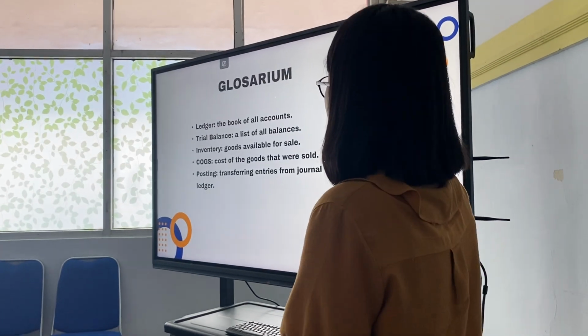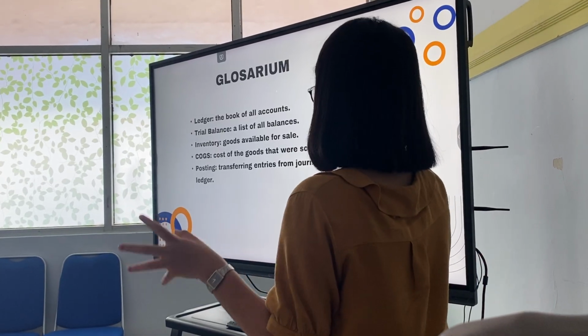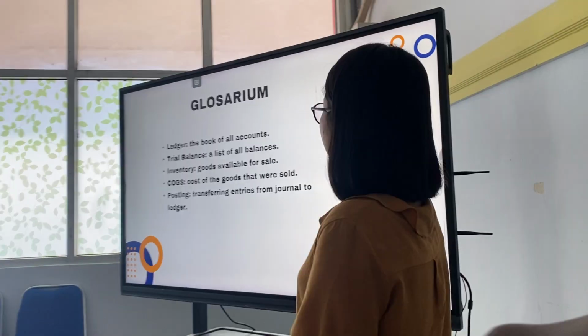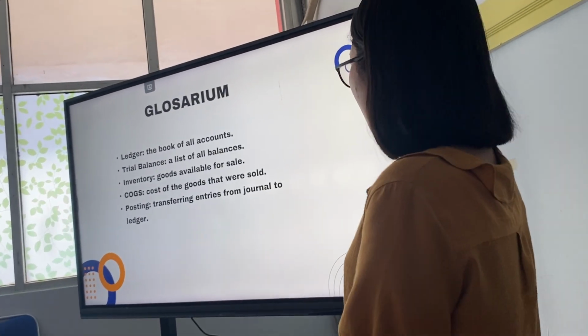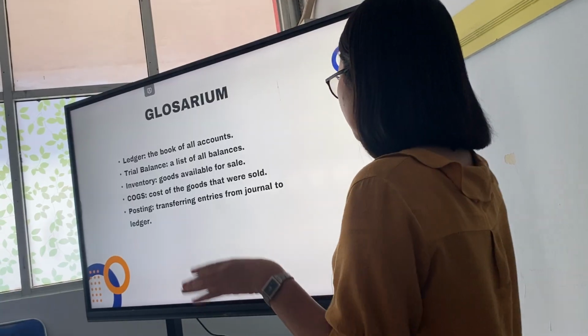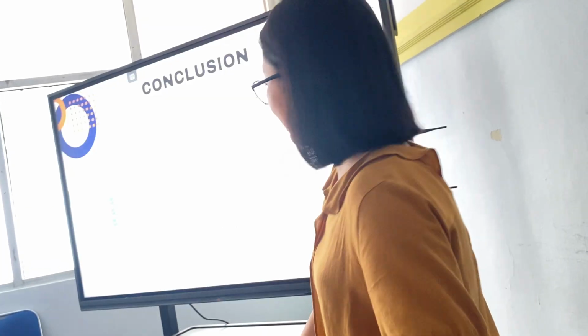So this is the summary. A ledger is the book of all accounts. A trial balance is a list of all balances. Inventory is goods available for sale. COGS is the cost of the goods that were sold. Posting is transferring entries from the journal to the ledger.